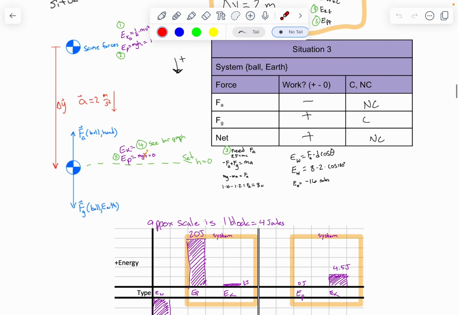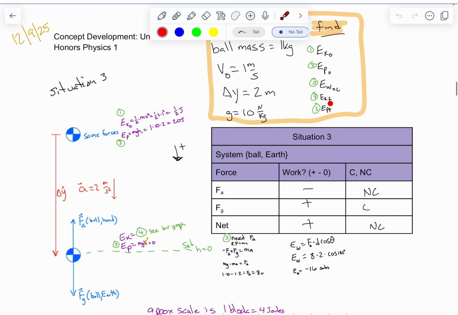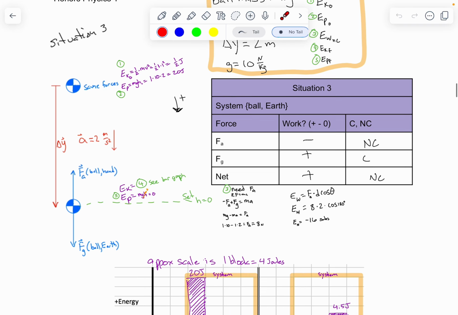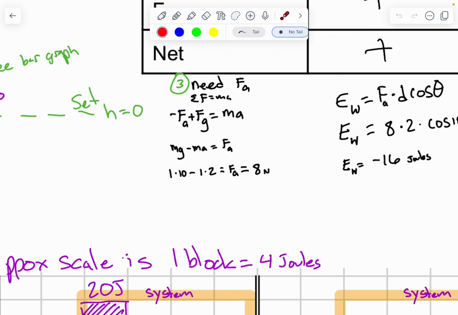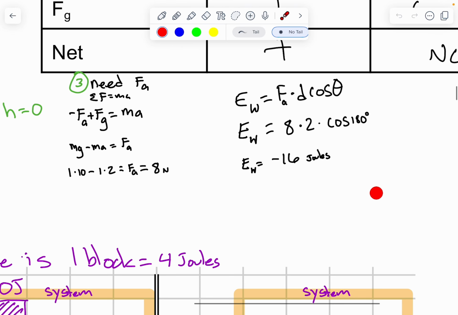The next thing that we were asked to do is find the non-conservative work. And that is done by the thing that does non-conservative work, which is the applied force. So I need to know my applied force. Turns out that it's 8 newtons. And again, I'm not going to really explain this. We've done this plenty of times.